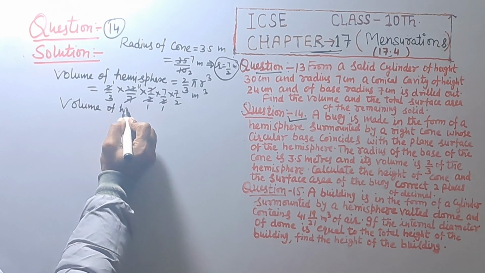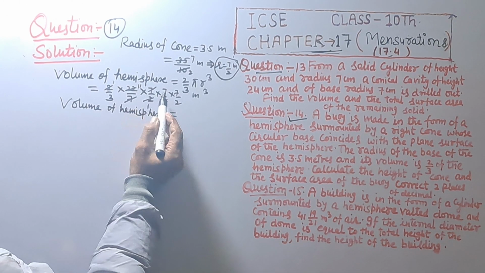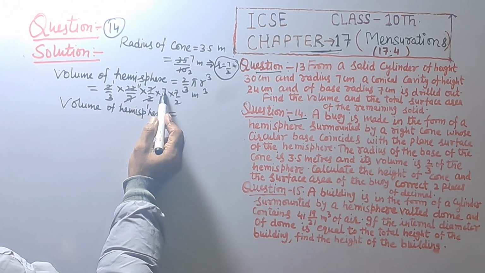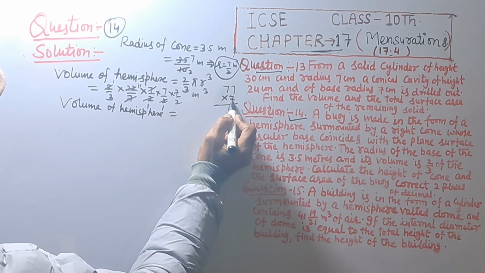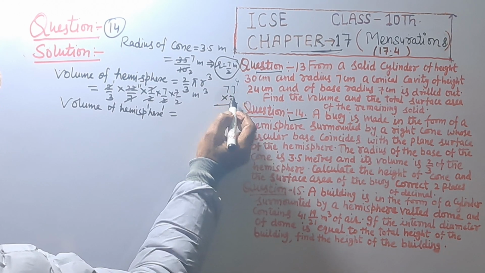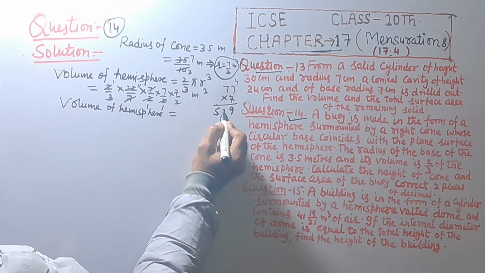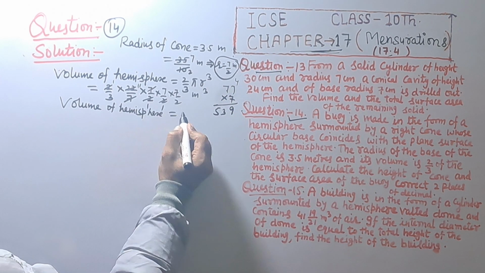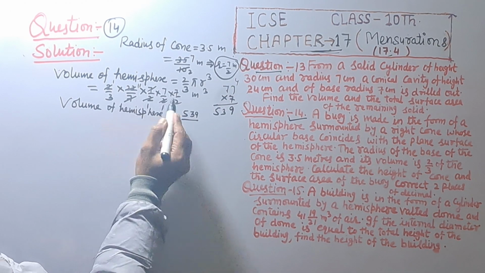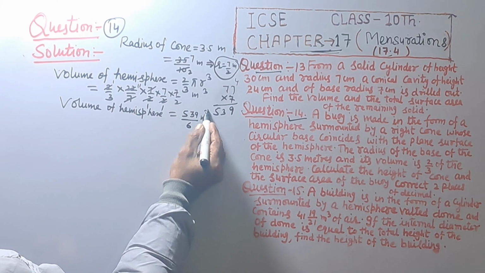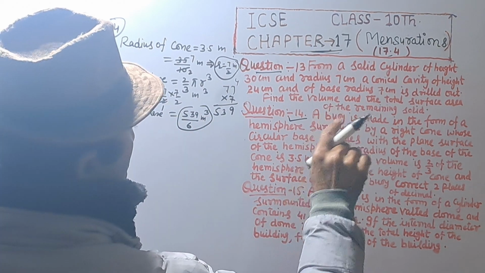hemisphere is equal to 11 7s are 77 multiplied by 7. 7 7s are 49, 4 carry, 7 7s are 49, 49 plus 4 is equal to 53. So volume of hemisphere is equal to 539 upon 3 2s are 6 meter cube. It's volume of hemisphere.